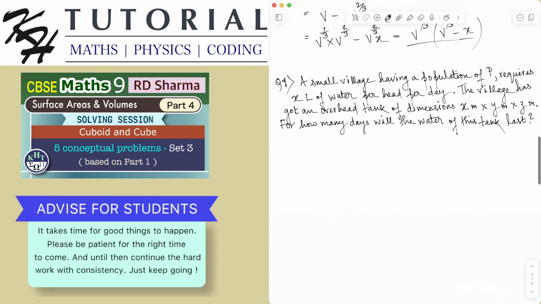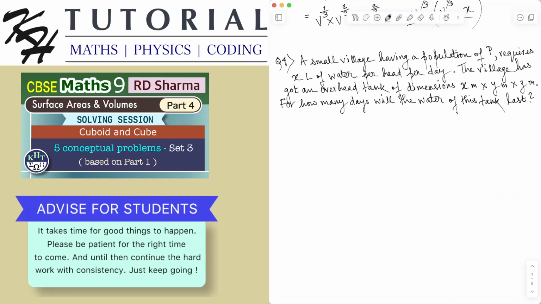Okay, let's see the next problem. Question number 4. A small village having a population of P requires X liter of water per head per day. So per day each person requires X liter of water. The village has got an overhead tank of dimensions X by Y by Z meter, that is, its volume is XYZ meter cube. For how many days will the water of this tank last?